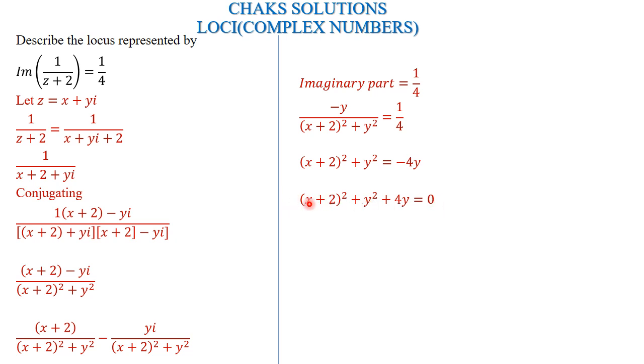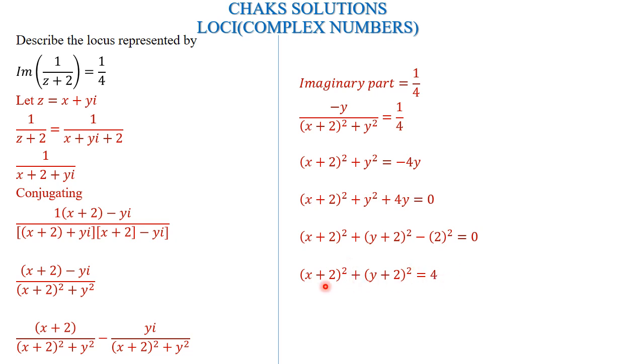You can see here (x + 2) squared is in completed square form, so it's a perfect square. But on this part, y squared plus 4y, you can also complete the square. So we have (x + 2) squared plus (y + 2) squared minus 2 squared by completing the square. Now you can see we have (x + 2) squared plus (y + 2) squared is equal to 4.